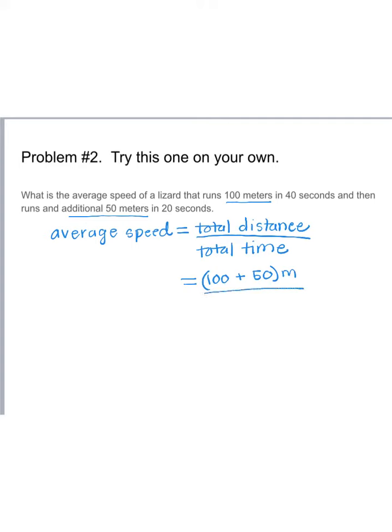And then how long does he take to run? What's his total time? Well, I'm going to underline those in a different color. I'm going to underline those times in red. His times are 40 seconds, so he goes 100 meters in 40 seconds. And then he goes that additional 50 meters in 20 seconds. So the total time is 40 plus 20, and that's in seconds.